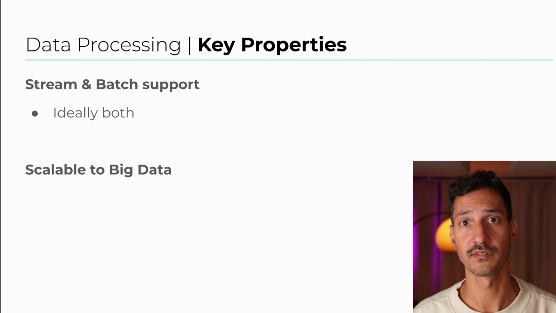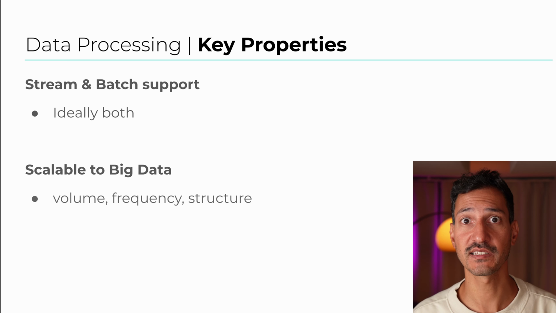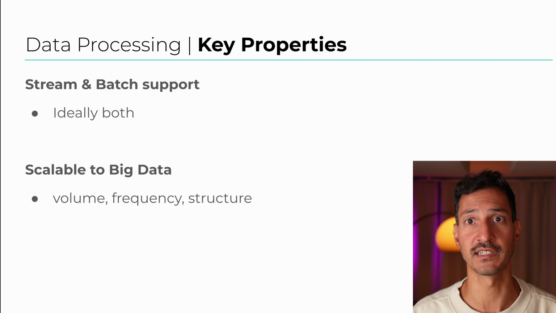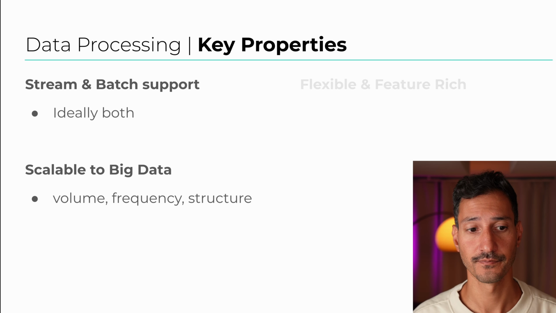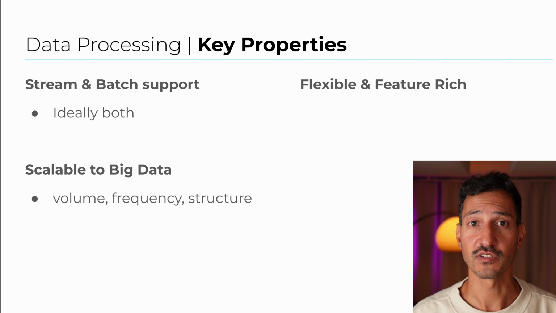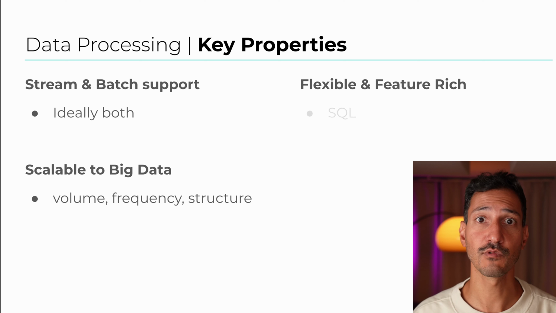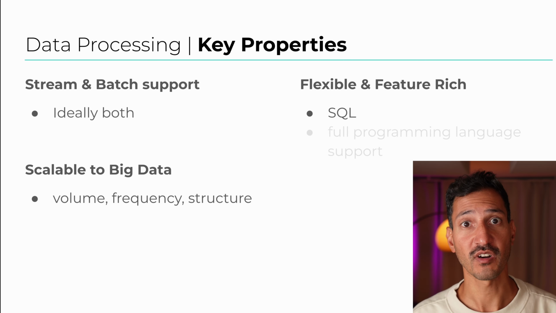Again, the whole system should be able to scale to big data. This includes volume, the frequency, as well as the structure of the data. In other words, we need to be able to process data of any size, form, and frequency. The processing layer should ideally provide various access paradigms on the data, such as a SQL interface or full programming support for various languages.